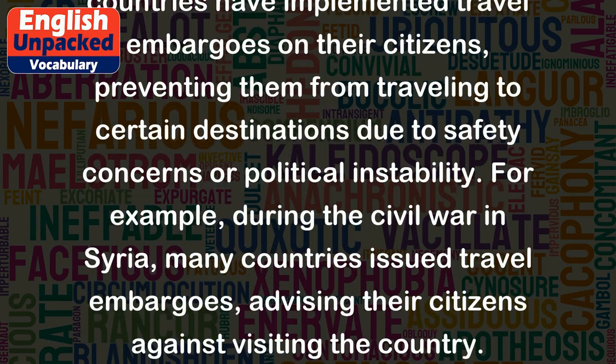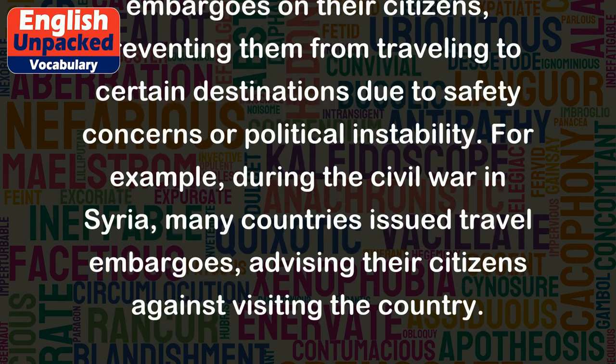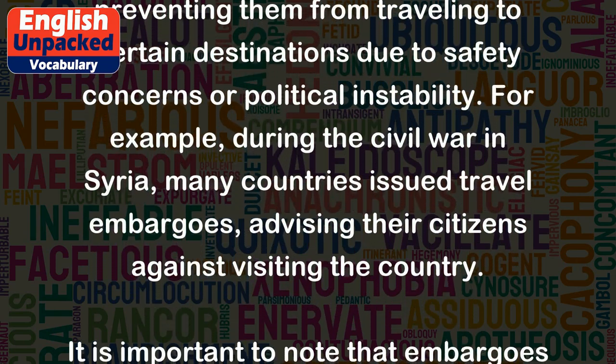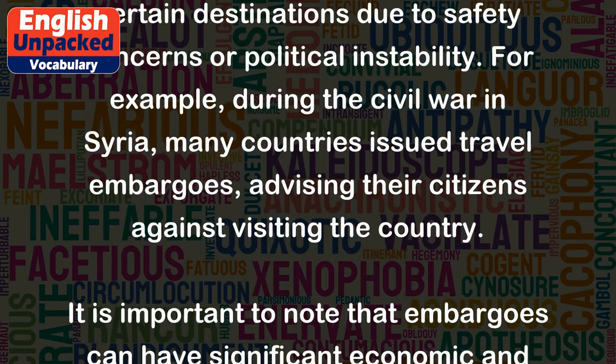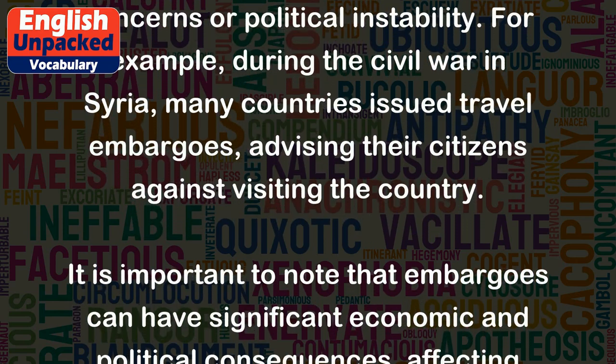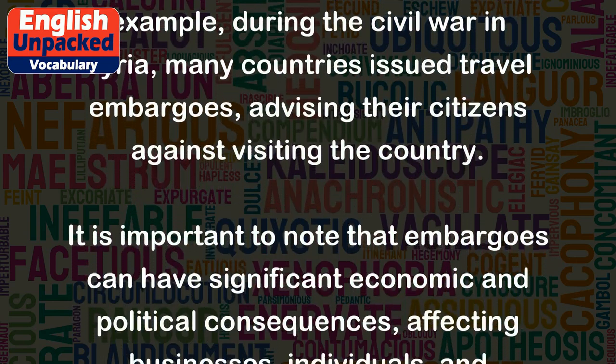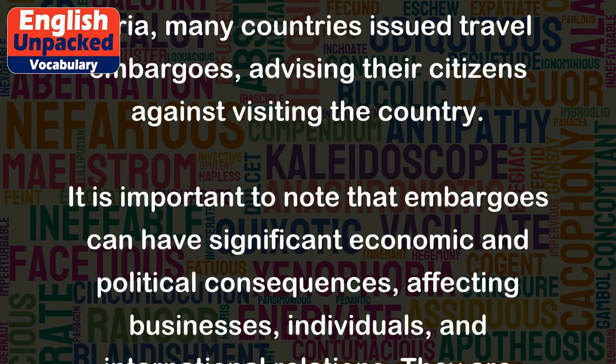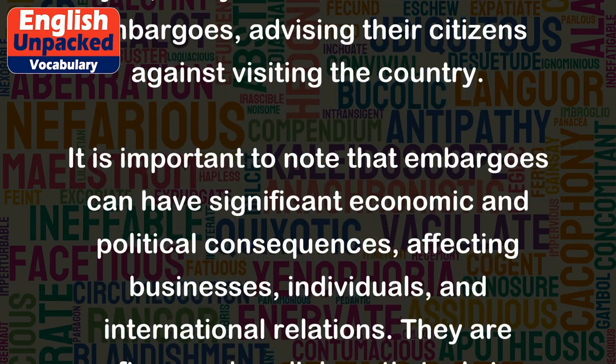4. Travel embargo. In the past, some countries have implemented travel embargoes on their citizens, preventing them from traveling to certain destinations due to safety concerns or political instability. For example, during the civil war in Syria, many countries issued travel embargoes, advising their citizens against visiting the country.